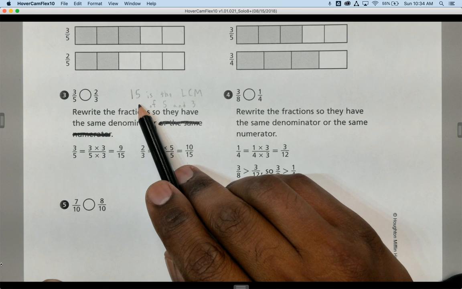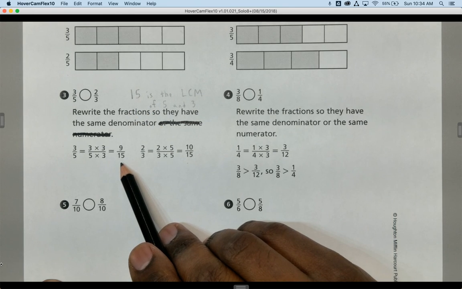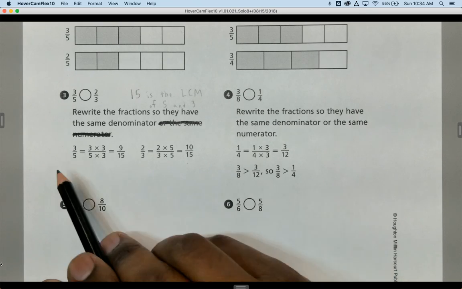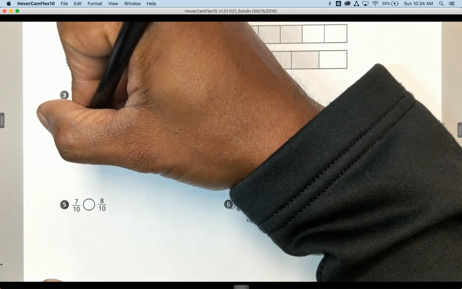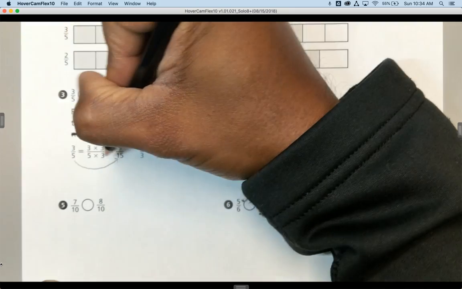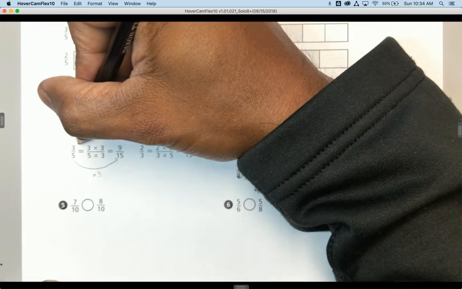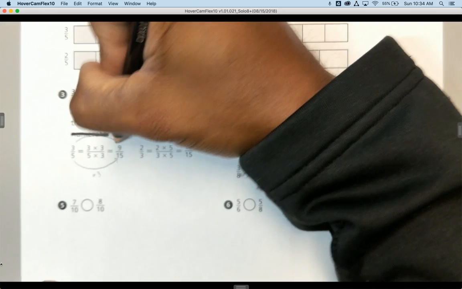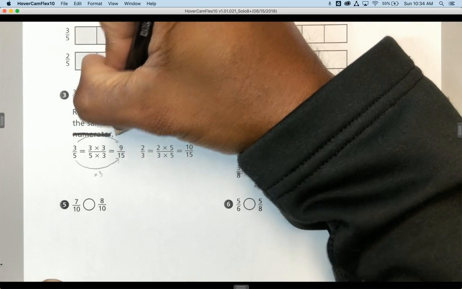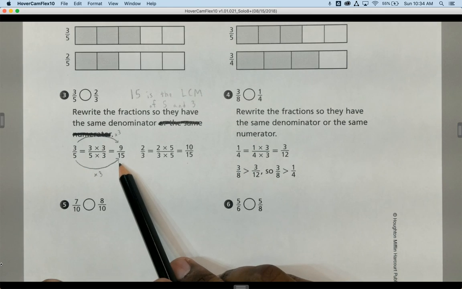And on this paper, the work has been finished for us. If we start with a denominator of 5, and we want to rewrite the fraction with a denominator of 15, we're going to multiply the bottom by 3. And what we do to the bottom, we must also do to the top, multiply by 3. So here we have shown how 3/5 gets rewritten as 9/15.